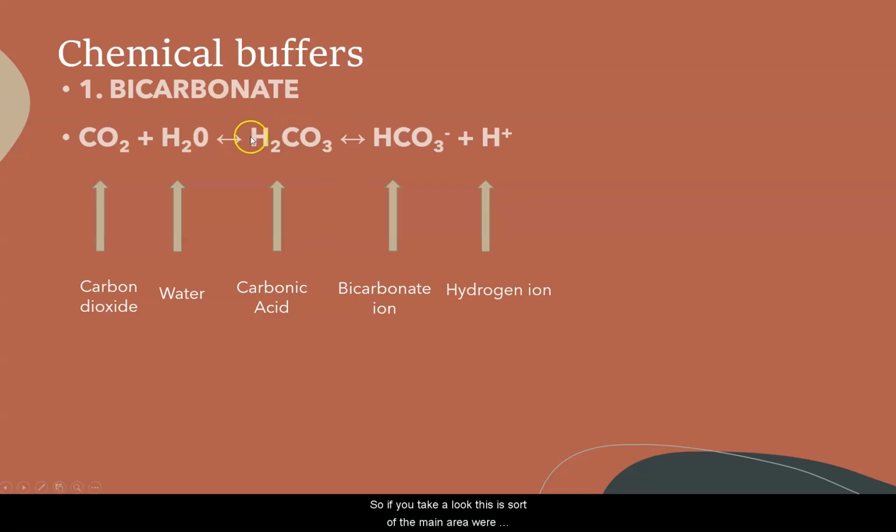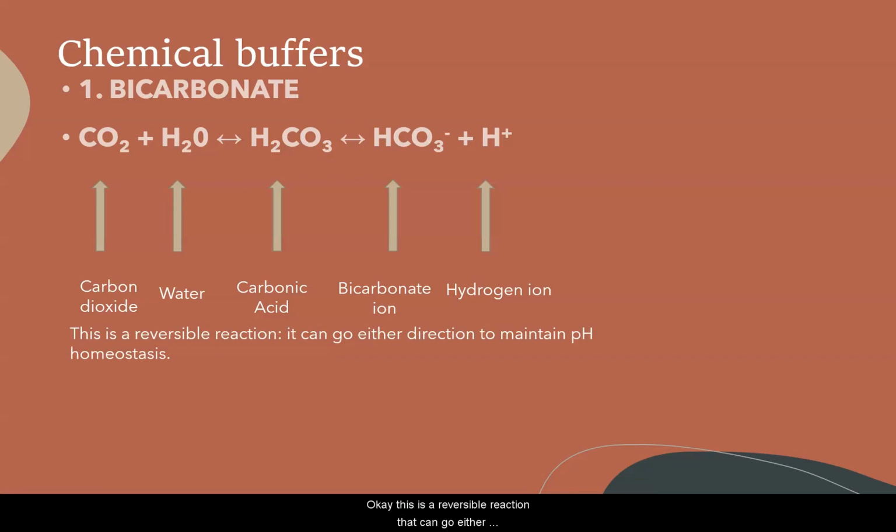So if you take a look, this is sort of the main area we're looking at, right in the middle of this equation. And it can go to the left or to the right and go back and forth. Okay? This is a reversible reaction. It can go either direction in order to maintain pH homeostasis, in order to either increase or decrease the pH of the blood.